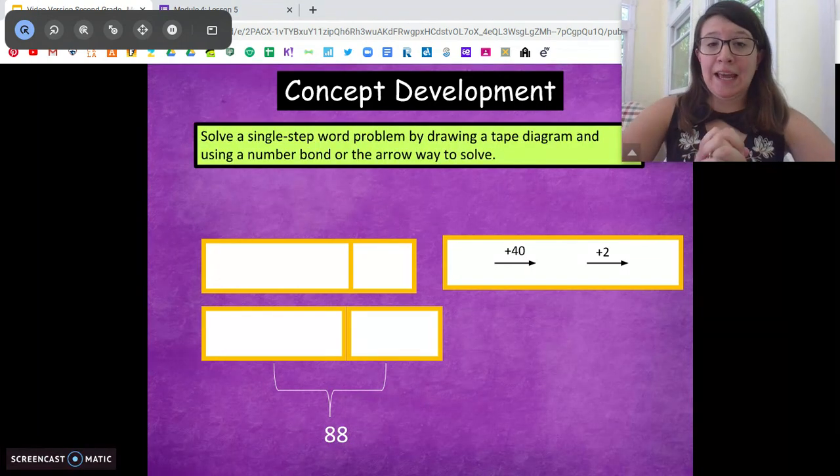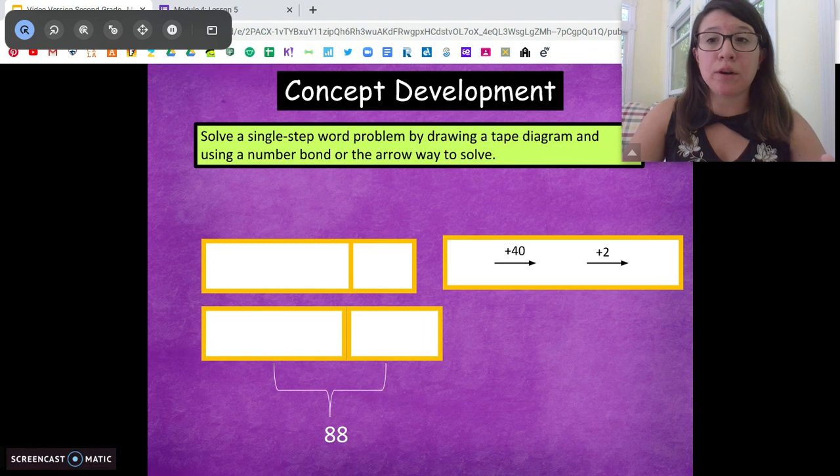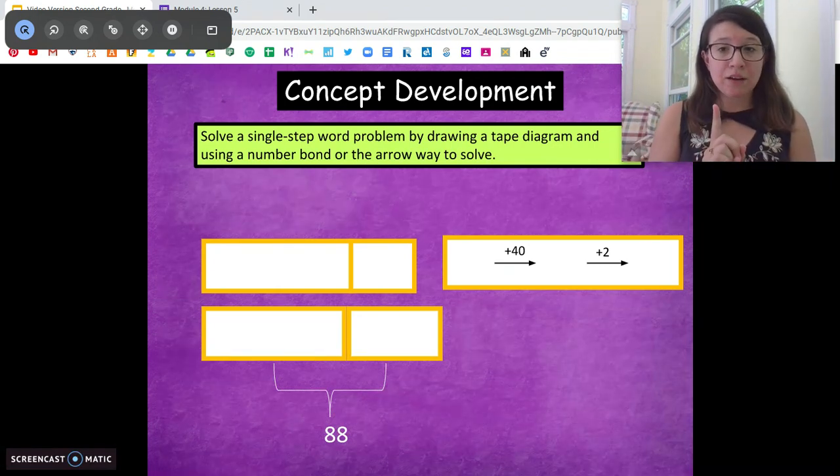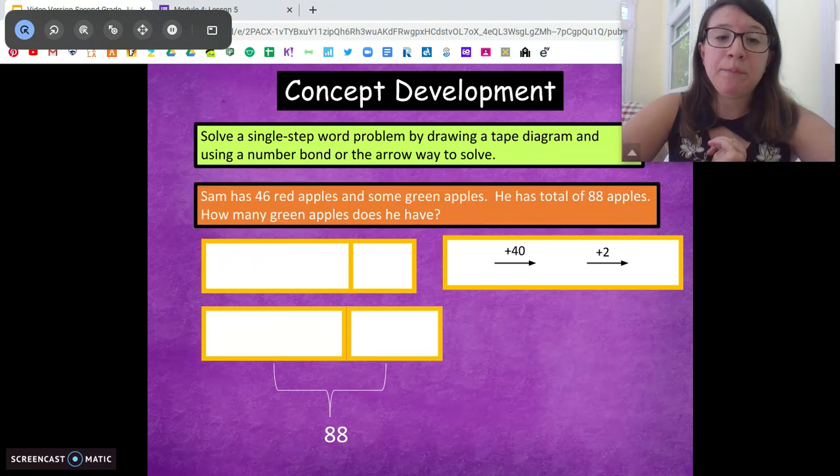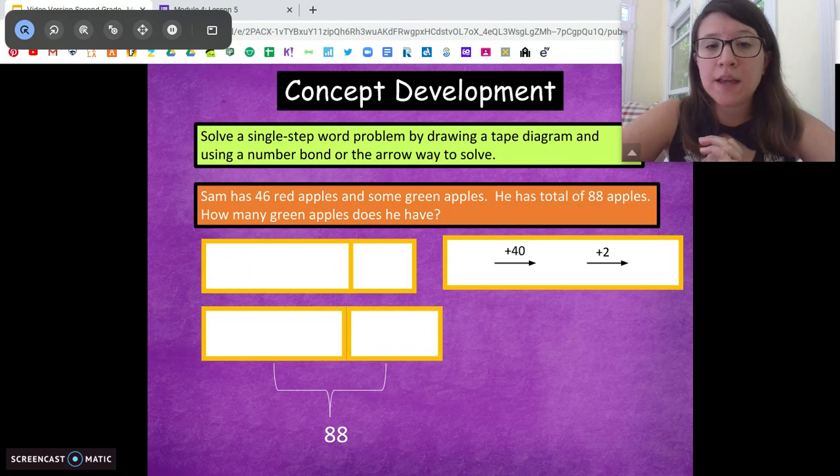We're going to do the same thing, single step word problem. I want you to make a tape diagram first, and then we're going to do the arrow way, and then we'll try the number bond way too. So here's our problem. Ready? Sam has 46 red apples and some green apples. He has a total of 88 apples. How many green apples does he have?